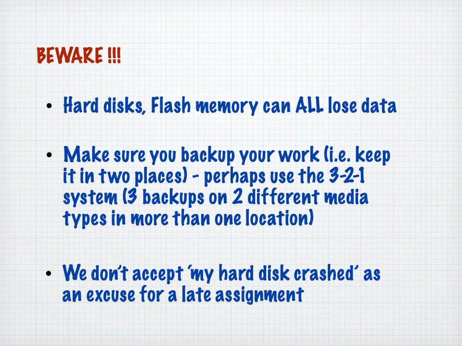Often they talk about having backups using a 3-2-1 system. So that's 3 backups on 2 different media in more than one location. So you could save information on your computer, duplicate it onto a flash drive, and make sure you've got it saved in the cloud as well. And of course, because it's cheap, often in many cases it's free. Nowadays, we don't accept "my device crashed" as an excuse for losing work. You should be saving your work into the cloud automatically to make sure you've got everything backed up.